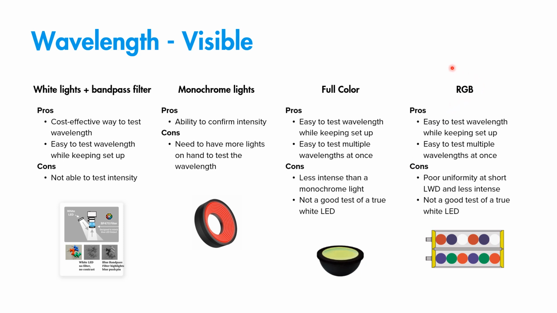On that same note, the RGB light has pretty much the same pros. You can test the wavelength while keeping the setup, and it's easy to test multiple wavelengths at once. The downside to an RGB light is the poor uniformity. Because you're turning on every second or third LED at a short working distance, you're not really going to have good uniformity on the light. As you move it further away, it'll only get better, but that's the downside to these lights. They also are less intense because you only have every third LED on, for example. And same principle, it's not a good test of the true white LED.